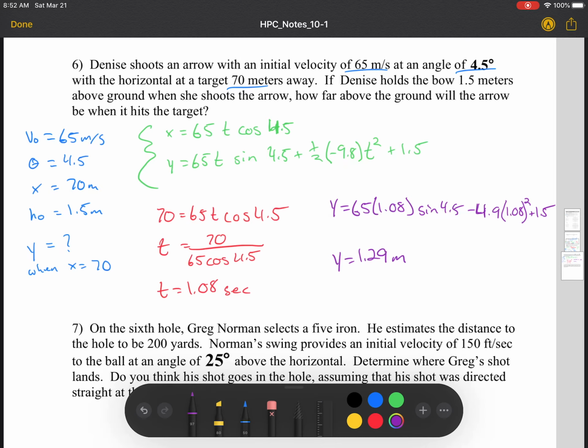That's what they're asking: how far above the ground will the arrow be when it hits its target? So we're assuming it's hitting its target, the target's big enough that it would hit it. We're assuming that we're shooting the arrow straight, it's not going to fade right or left. All we're really taking into consideration is the height and the distance it's going.